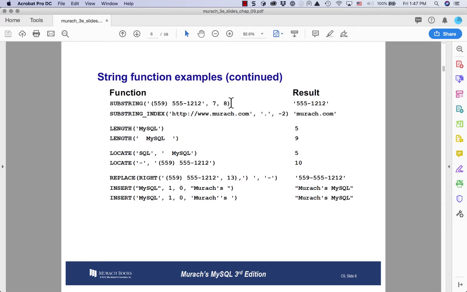Now, one of the things I really like about SQL is that the numbers that you give for character positions begin with 1, okay? Which is kind of old school, okay? Computer programming languages of my youth, like COBOL and PL1, we always counted characters beginning with 1.